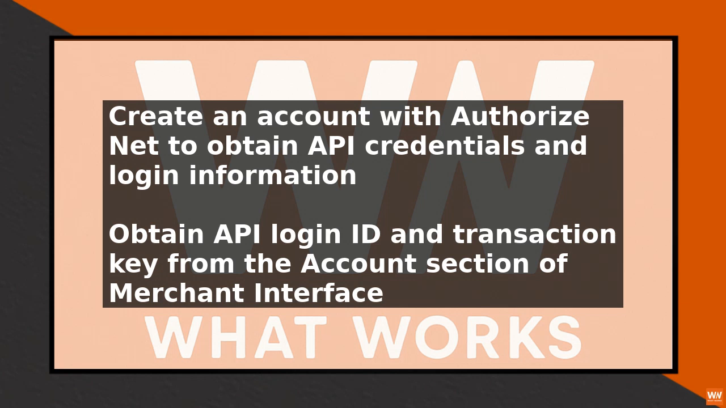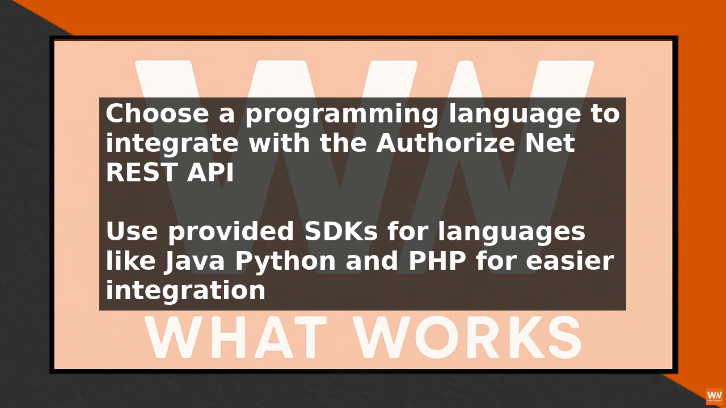and transaction key. First, log in to the AuthorizeNet merchant interface and navigate to the Account section. Then click on API Credentials and Security. Here, you will find your API login ID and transaction key, which you will use to authenticate your API requests.